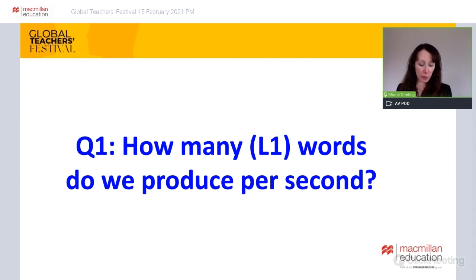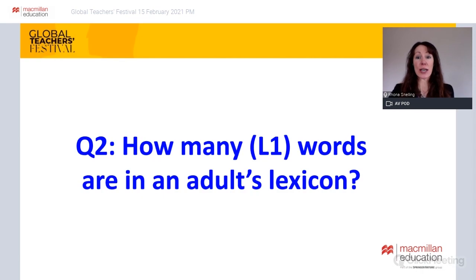So the answer I have from a study by Ross in 2002 is 2 to 3 words per second, or 3 to 5 syllables, which is amazing, an incredible amount of words. Your next question, question 2. How many L1 words, so your first language, how many words are in an adult lexicon? Just the average adult.